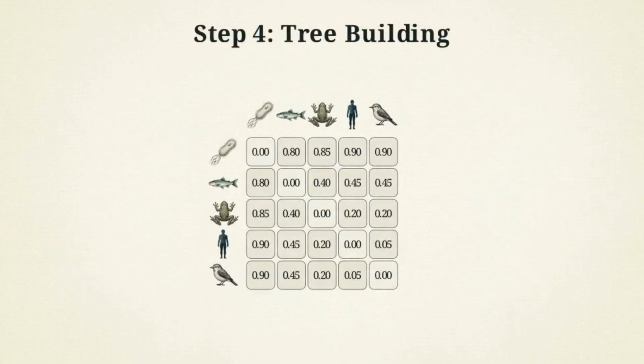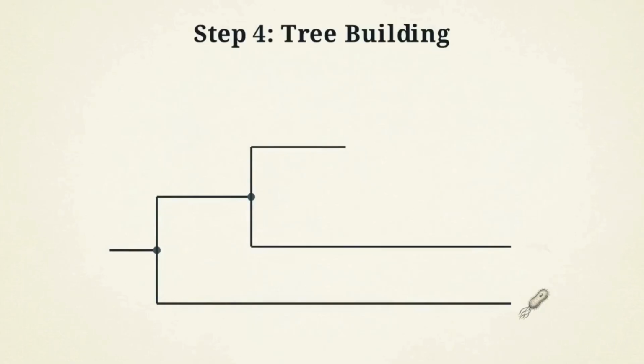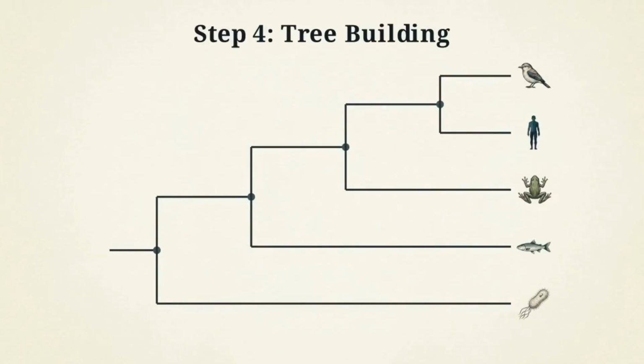Step 4 is tree building. The software uses your chosen algorithm to crunch the alignment matrix. It calculates the distances and translates them into a visual topology with distinct branch lengths.